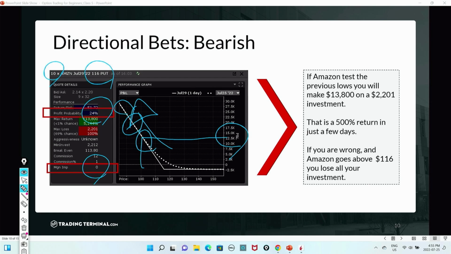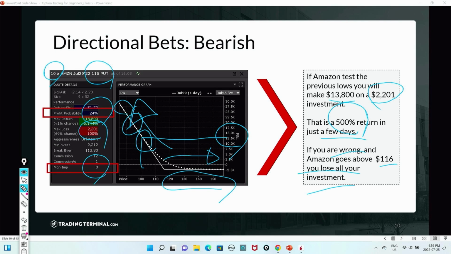So let's take a look at this. If Amazon tests the previous lows, which is around 100, you'll make about 14,000 on a 2,200 investment. This is a 500% return, over 500% return in just a few days. However, if you're wrong and Amazon goes above 116, so in this case, if Amazon actually rallies and goes up in price, you're going to lose all your investment. So in this case, you're going to lose all your $2,000. So you need to pay attention to these risk to rewards and really understand the profit probability.